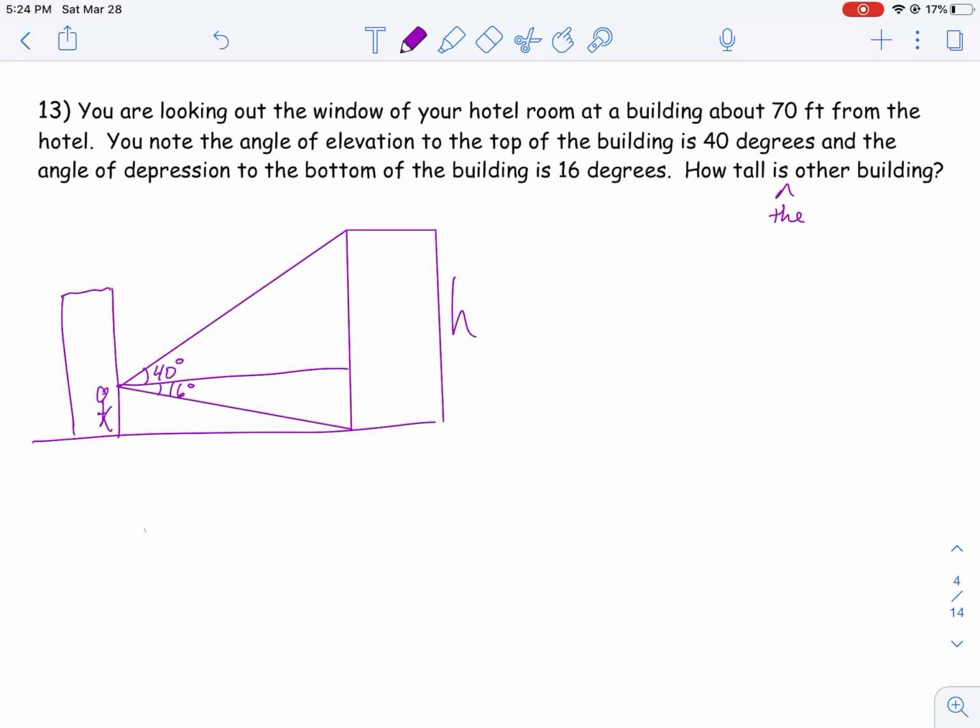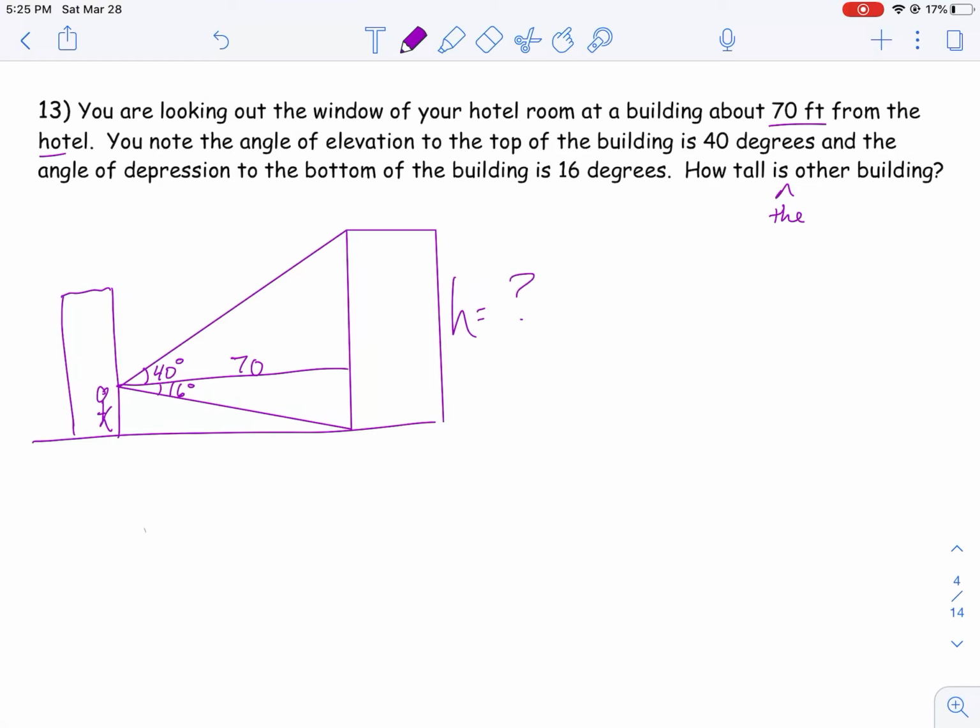So this is 40 degrees, this is 16 degrees. We need to know h, the height. We know the hotel room is about 70 feet from the other hotel. So this is 70 feet. So how are we going to do this? Pause it and look at it. Think it through. You know what you can do. You have the fundamentals.